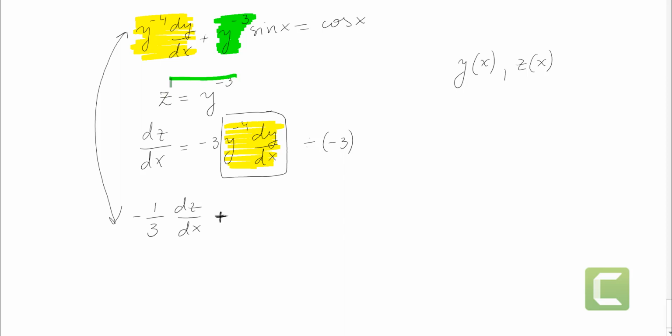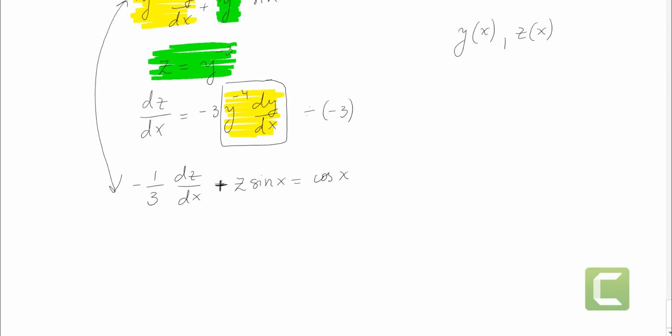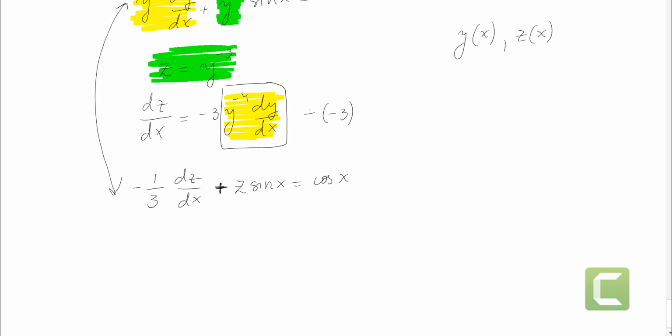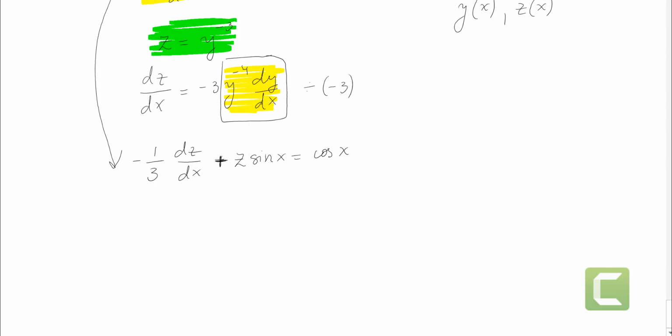it's our substitution. It's z sine of x equals cosine of x. So basically what we did, we transformed it from an equation in x and y into one in x and z. So let's try and solve this one.